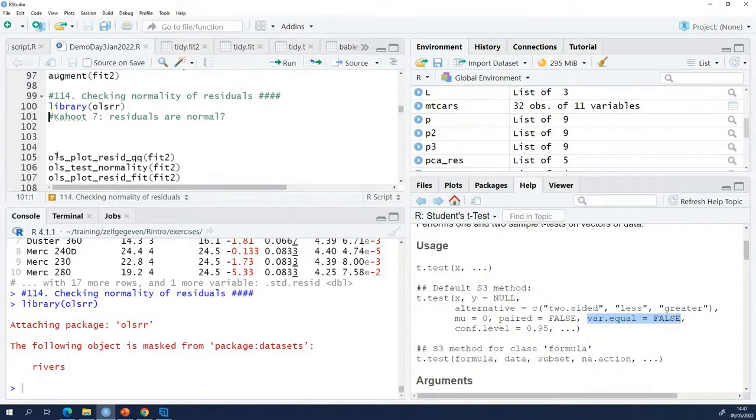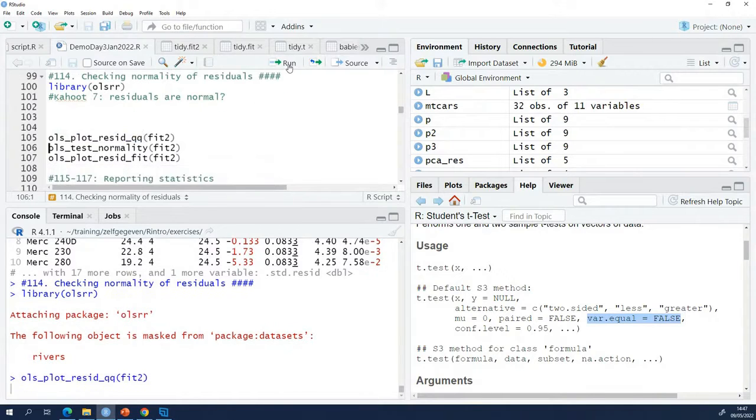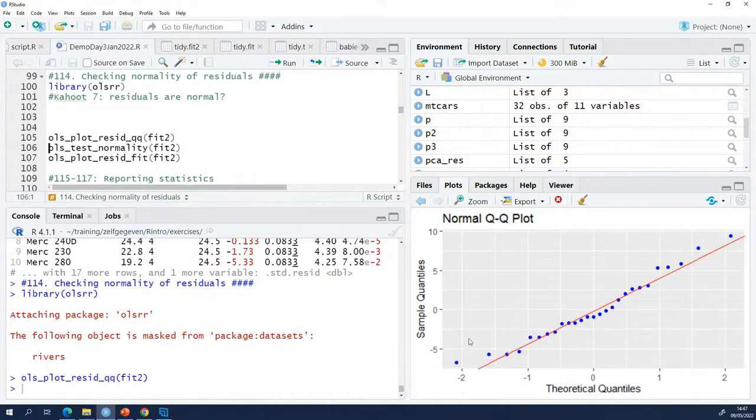How can we check? Well, we can use this function on the output of LM to produce a QQ plot. So when I run this, you get a plot like this. So how can you interpret the QQ plot?